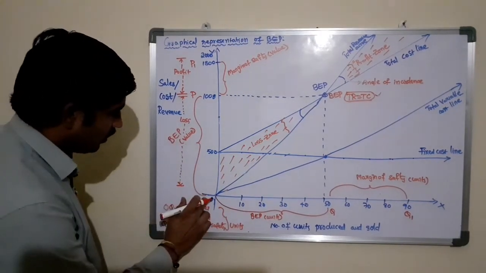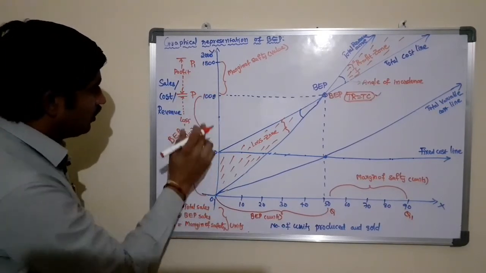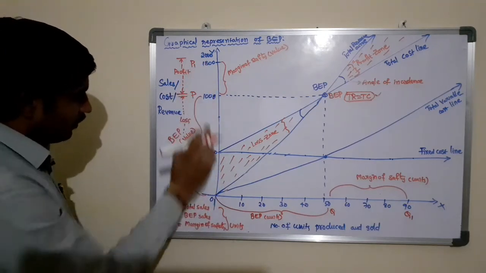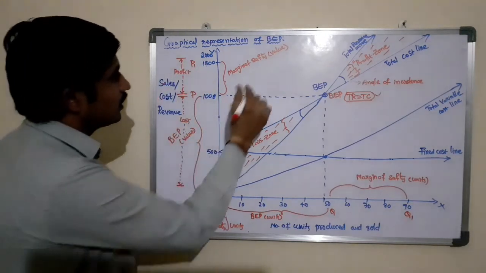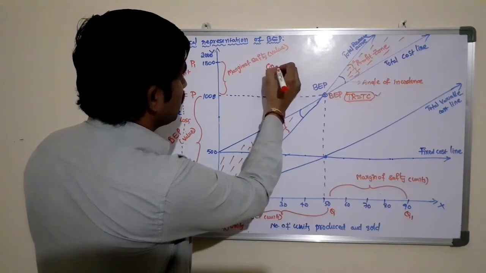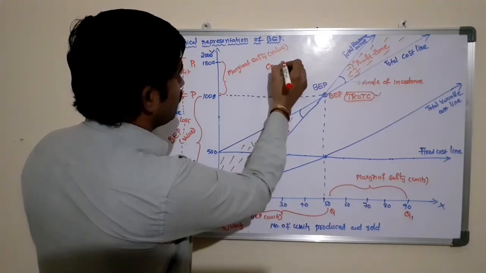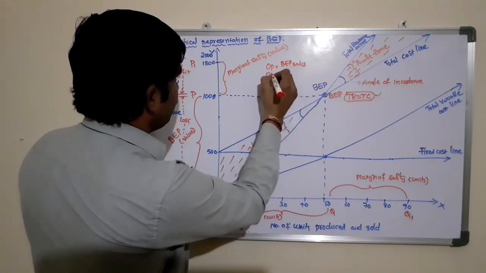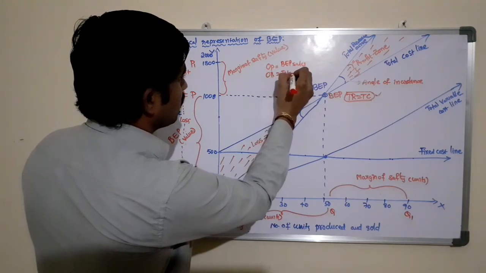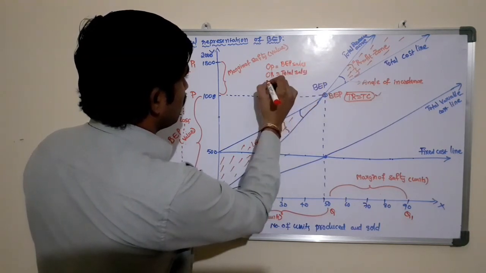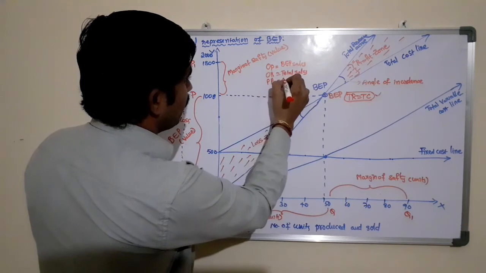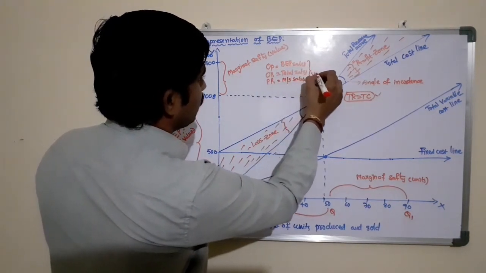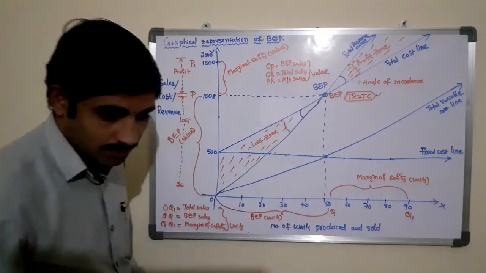Similarly OP1 and P2, P1. Let us see here. OP is BEP sales. P1 is the total sales. P2, P1 is margin of safety in sales. All these are in terms of value.